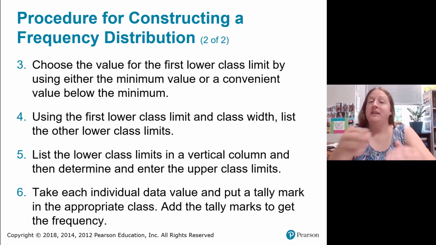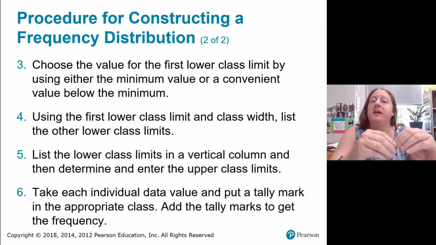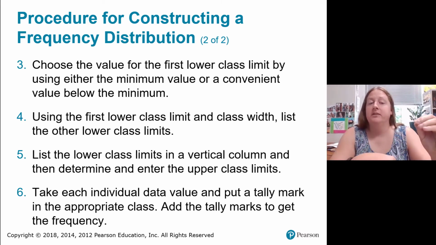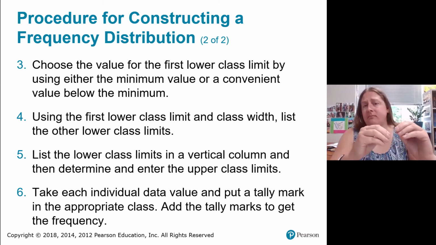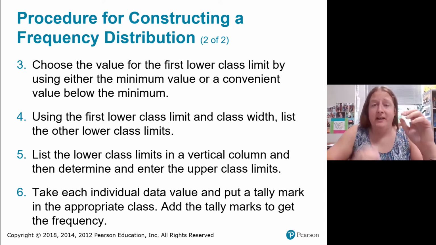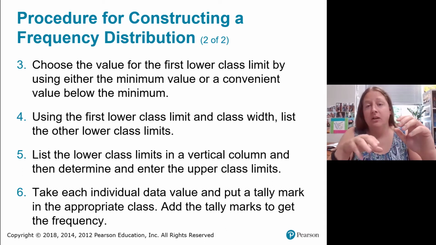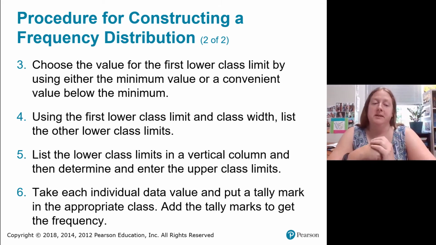Once we've chosen that first lower class limit, we use it and our class width to list all the other lower class limits. We do that by adding the class width to the lowest lower class limit, and then adding the class width to the result of that, and to the result of that, and all of these different sums along the way give us the next lower class limit.